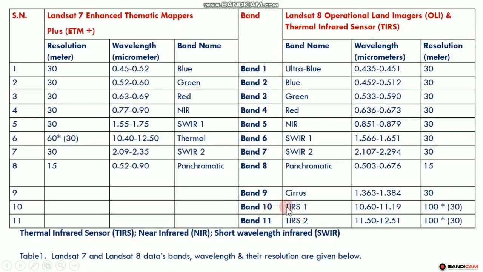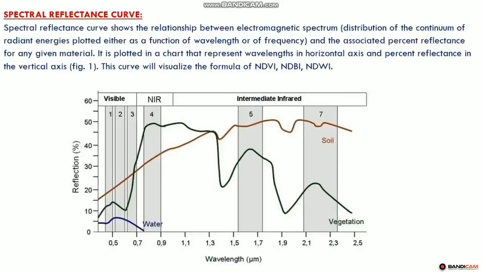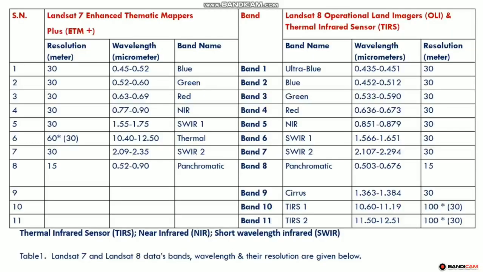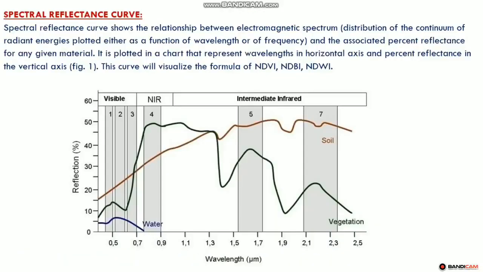Now, TIRS stands for thermal infrared sensor, NIR is near infrared, and then short wave length infrared. Now, in order for us to understand how the satellite works when it comes to image capturing, there is what we call the spectral reflectance curve.